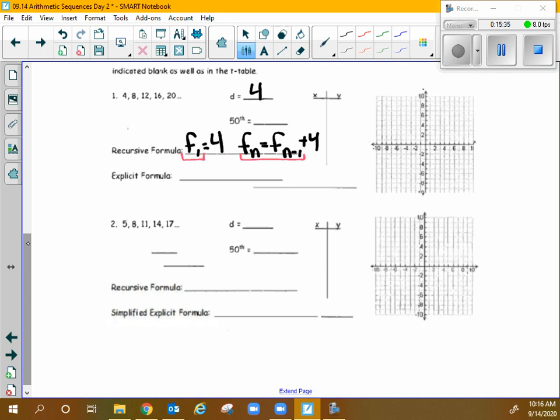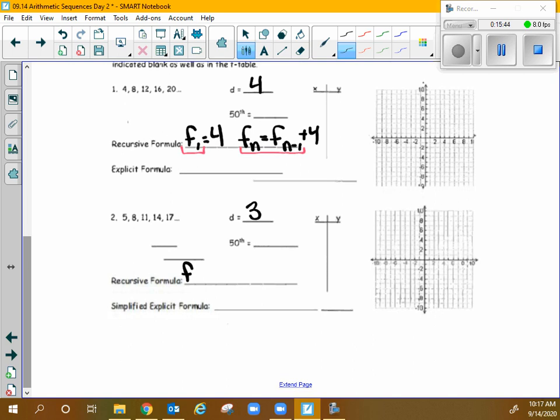5, 8, 11, 14, 17. What's my first difference? 3. What's my first term? 5. So I need my first term, which is 5. And then I'm going to start the exact same way and just throw the common difference on the back. So f of n equals f of n minus 1 plus 3. So again, this section doesn't look any different for any recursive rule. It's just filling in your stuff. Oh, that makes sense. Okay?